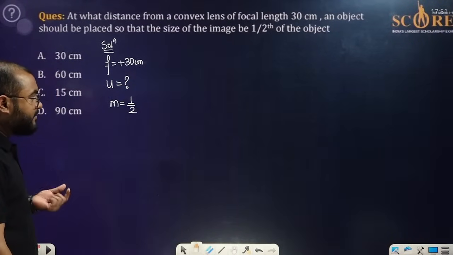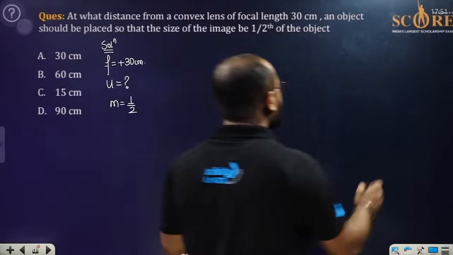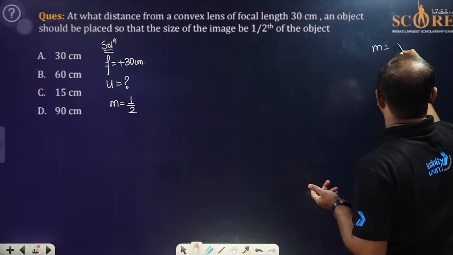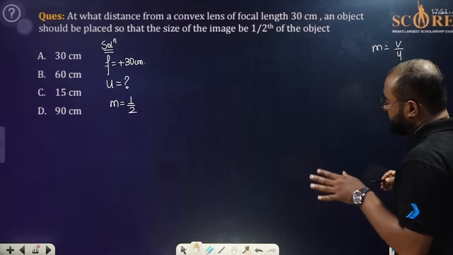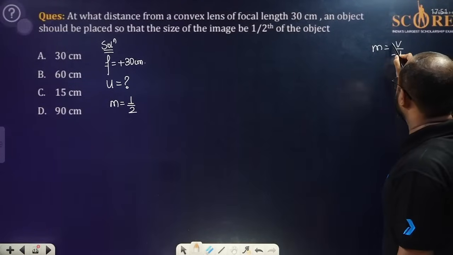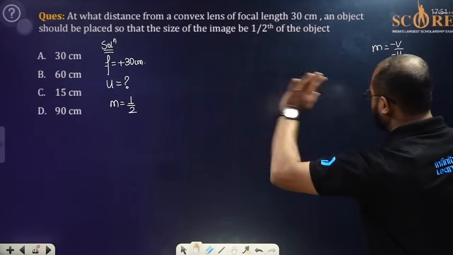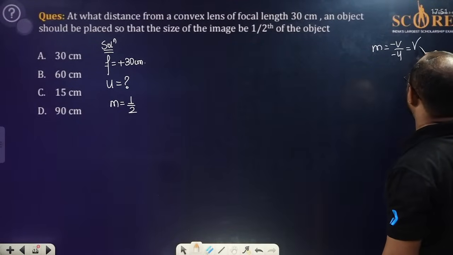Now, if the m is overall positive, then the image is virtual. You know this or not? See, m is equal to v by u. That is for the lenses. U is always negative. To make it overall positive, the v should be negative. If v is negative, then the image is made on the left side. Then only it is called virtual. If overall m is positive, then it is virtual and erect, everyone. So we can find out the nature also.